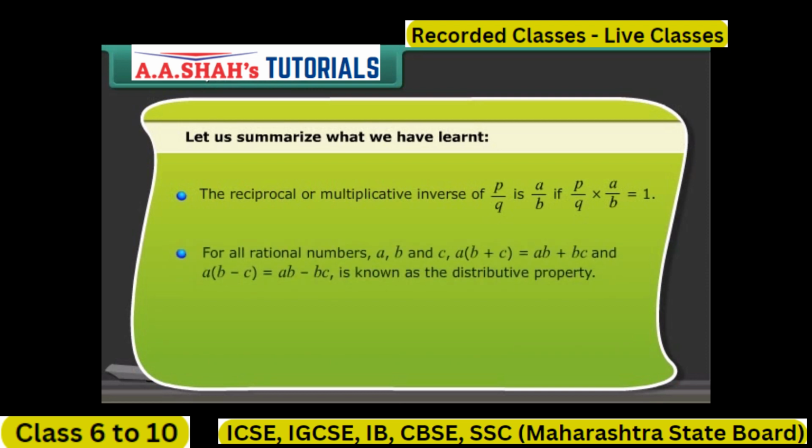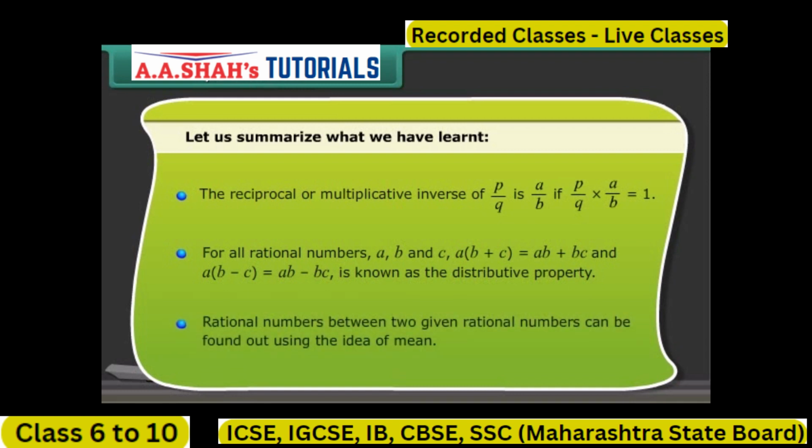For all rational numbers A, B and C, A into B plus C is equal to AB plus AC and A into B minus C is equal to AB minus AC, known as the distributive property. Rational numbers between two given rational numbers can be found out using the idea of mean.